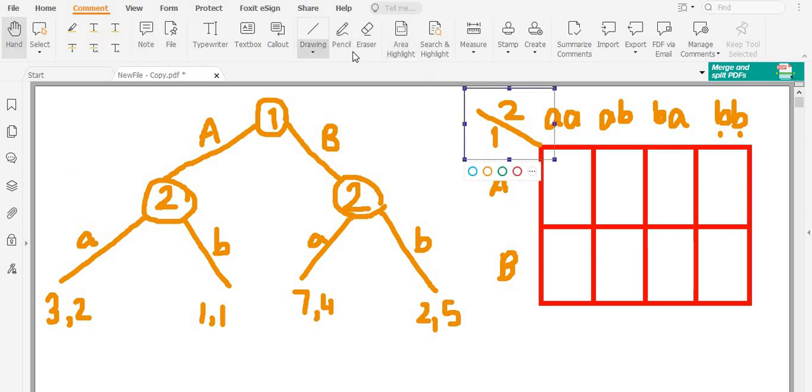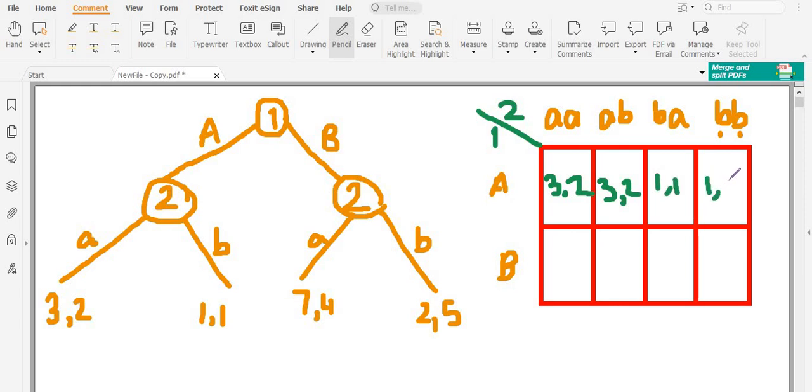Let me just change the color of the pen as well. So this is the strategy that we have. Now we can again place these outcomes in the matrix form as well. If player 1 plays A and player 2 plays A as well, then the outcome is 3, 2. So let me just put 3, 2 over here. Similarly, 3, 2 will also be here. You can find a symmetry actually. And then if player 1 plays A and player 2 plays B, then it's actually this outcome. So you can put 1, 1 over here and 1, 1 over here.